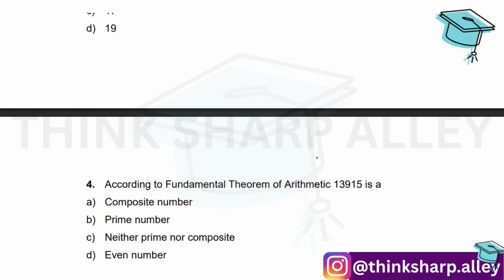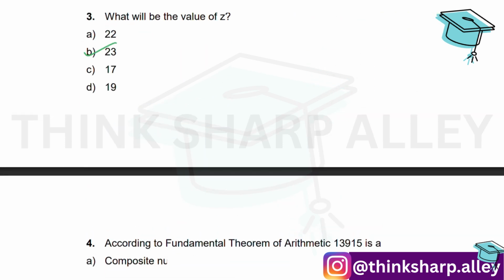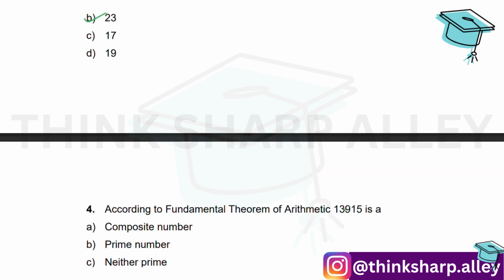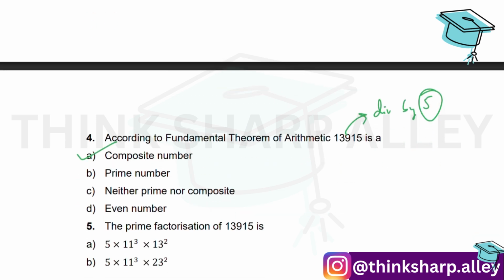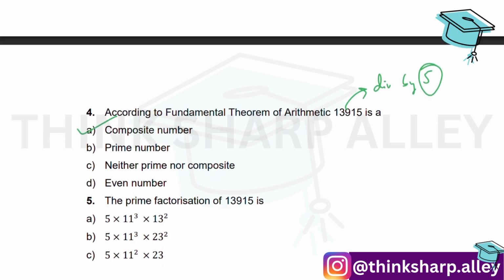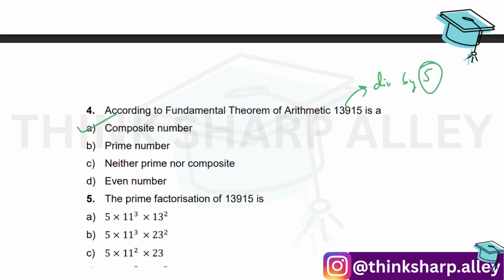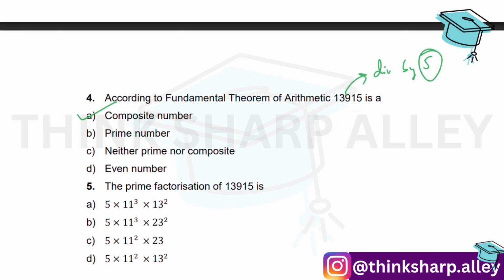Now the next question. According to the fundamental theorem of arithmetic, 13915 is, now see, this is divisible by 5, which is a number other than itself and 1, right? So definitely it's a composite number. Now the prime factorization of 13915, obviously you can go and check prime factorization of 13915 as well. So you can do this one.